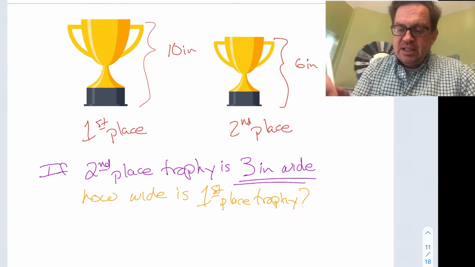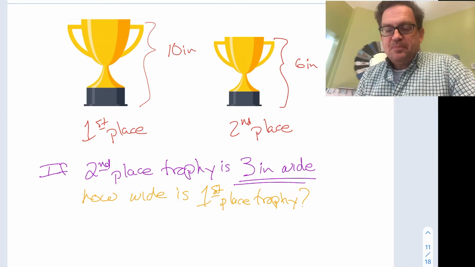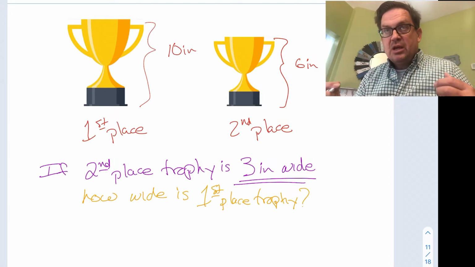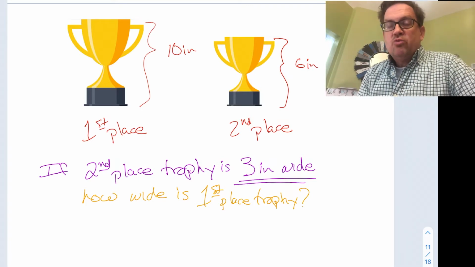Let's try a different example. Here we've got two trophies. First place trophy is 10 inches tall, second place trophy is only 6 inches tall. If they're scaled, there's a couple ways that we can think about relationships. How is the width related to the height?